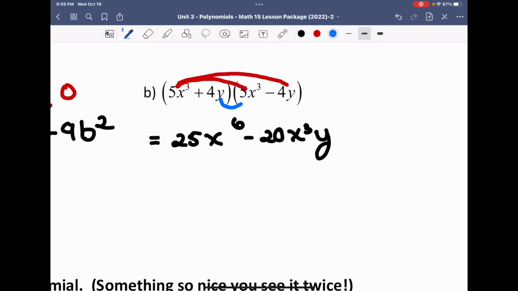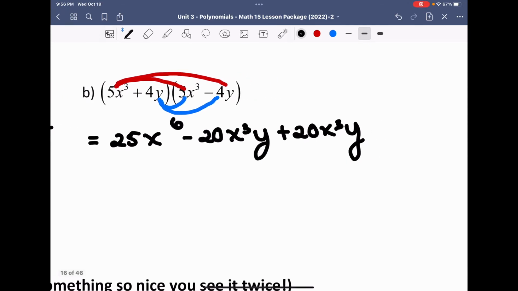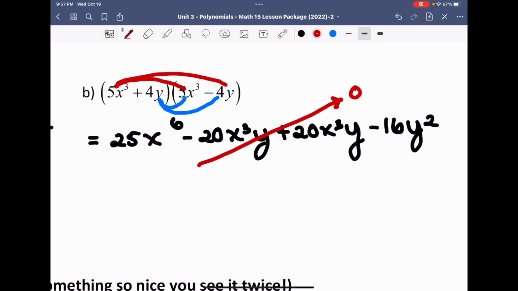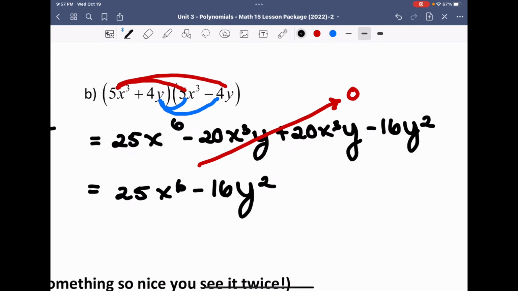Now I want to multiply my inner terms and my last terms here. 4y times 5x cubed is positive 20x cubed y. And then lastly, 4y times a negative 4y is negative 16y squared. Which terms do I notice are the same? It's these middle two, and what's nice about them is one's a negative version, one's a positive version, so these actually eliminate to 0. So my next line is going to be equal to 25x to the 6 minus 16y squared. There's our final answer.